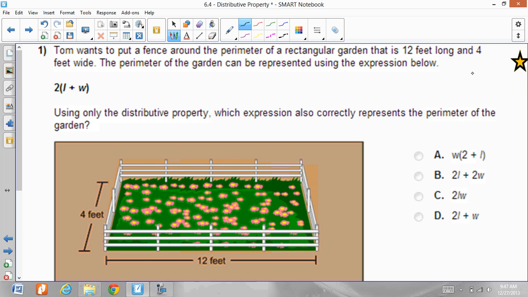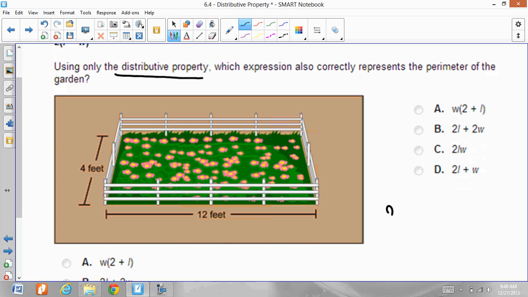Now, this is an FCAT kind of question. A big question, but actually the question can be solved in one step. It's an easy question. So using only the distributive property, your starting point is always the expression. So in this case, it's going to be 2(L + W). Look at the answer choices. The answer choices also look like L and W. So they are not asking you to substitute anything for L and W. They just want you to use the distributive property and match the answer.